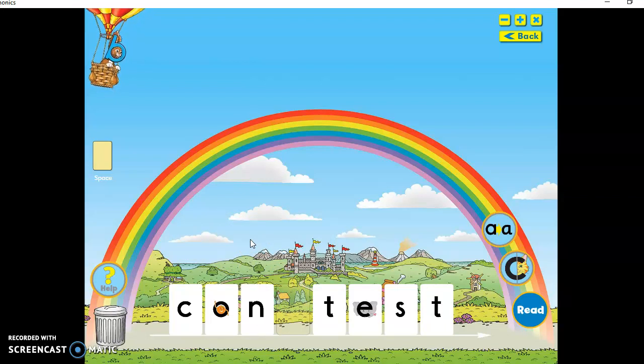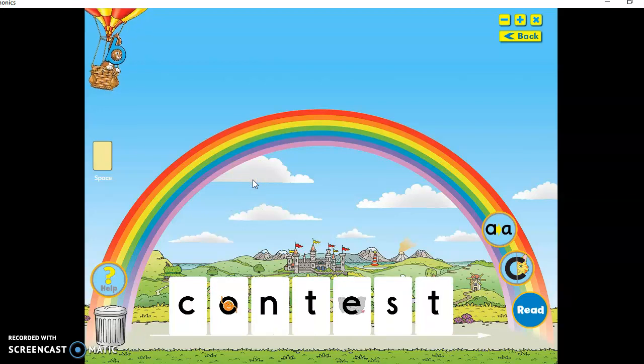Let's tap it together. K, ah, n. Con. Second syllable. T, eh, s, t. Test. Put them together. Contest. Contest. So this word is contest. If you compete against someone, you have a contest.